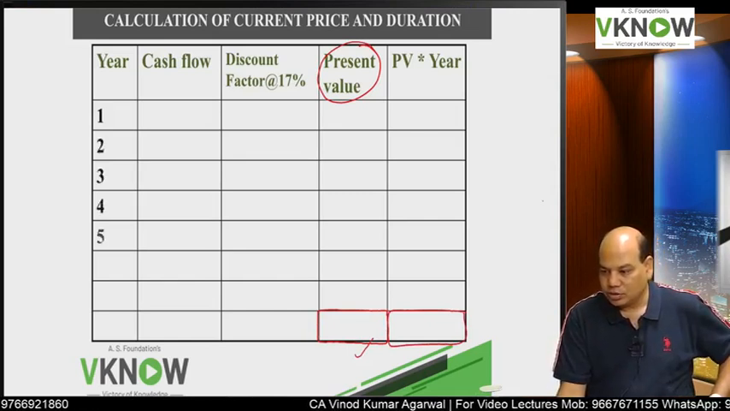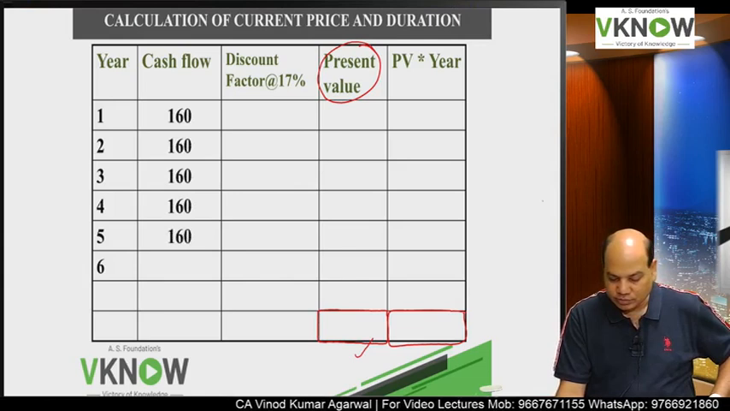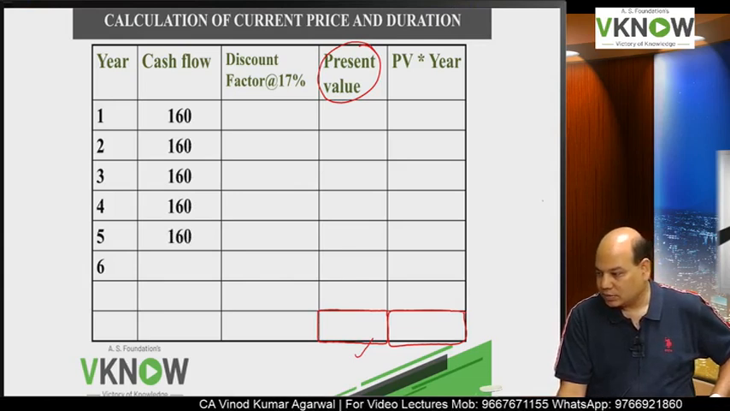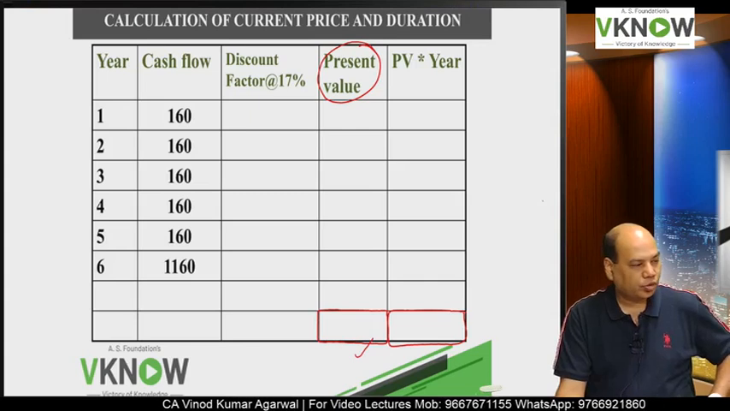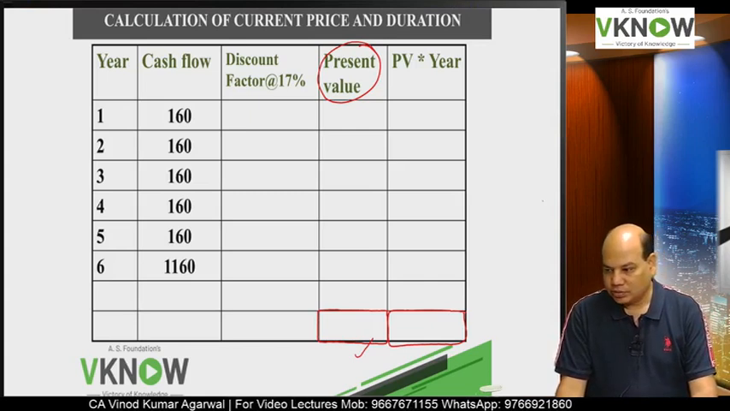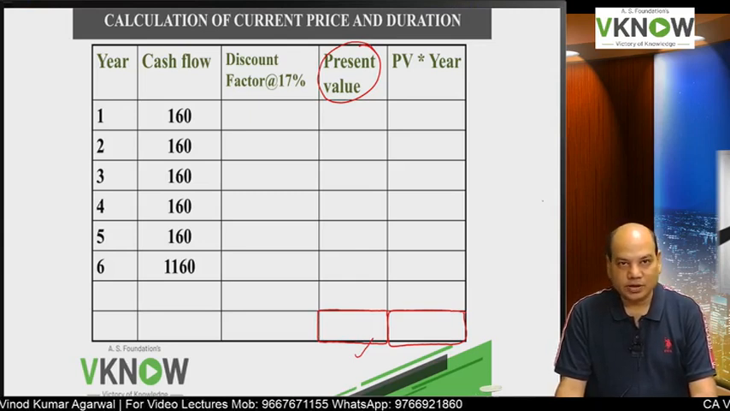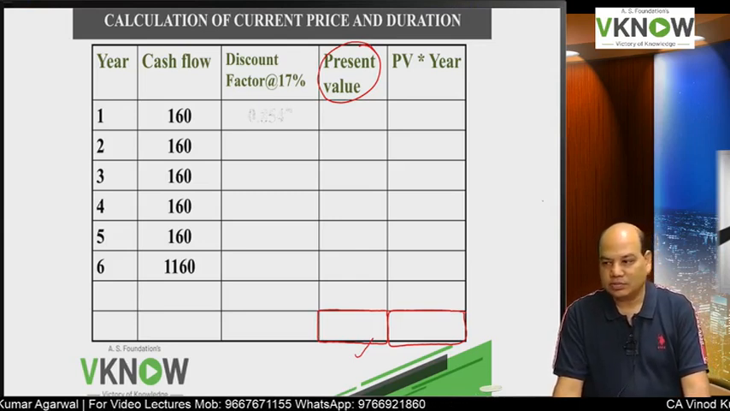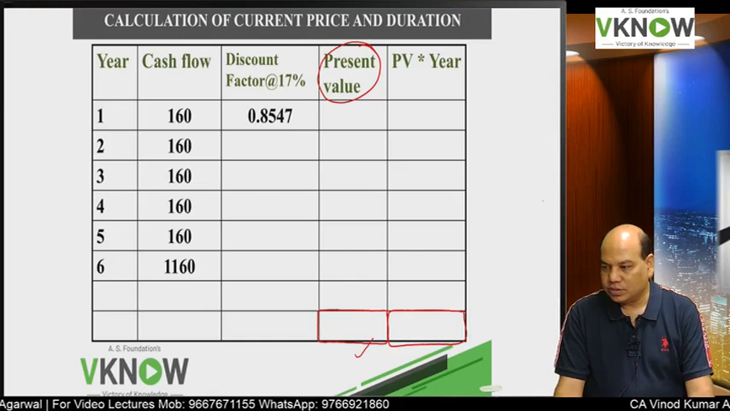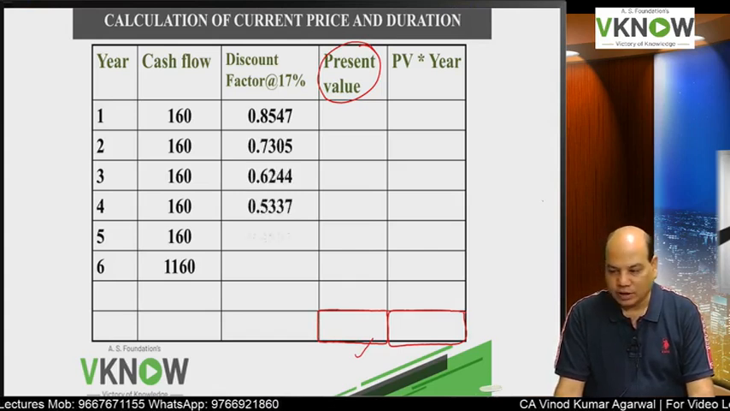This question is also for 6 years. Coupon rate is 16% of 1000, 160. And in the last year, you will write 1160. Then calculate the present value factor. 1 divided by 1.17, 0.8547. Press equal to again 0.7305. Press equal to and write down the factors.